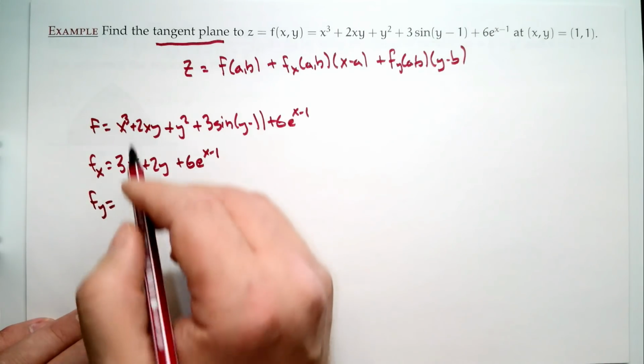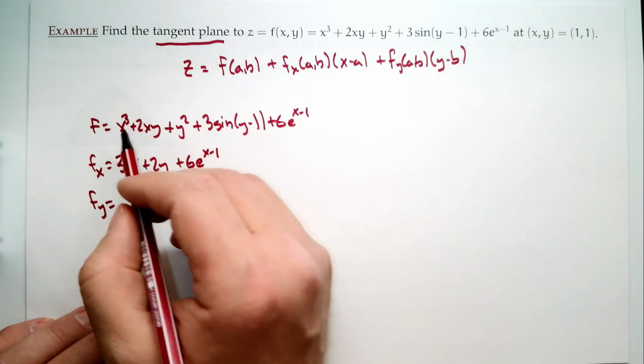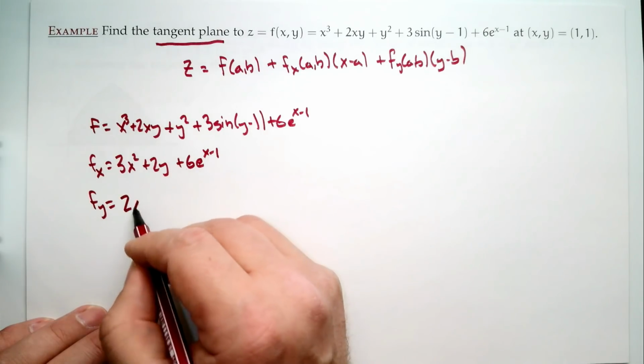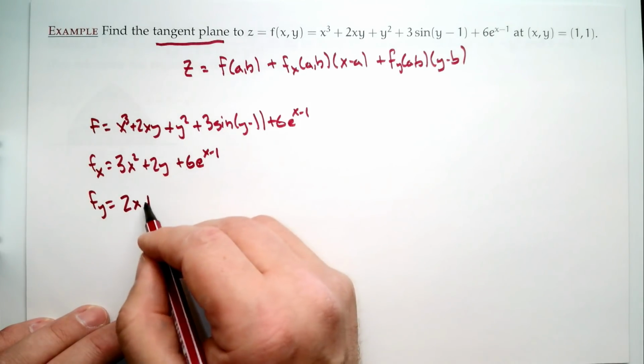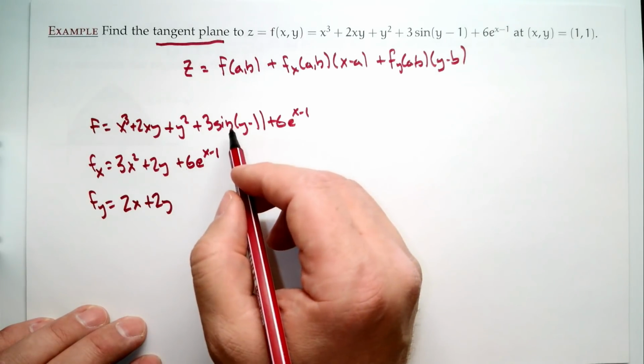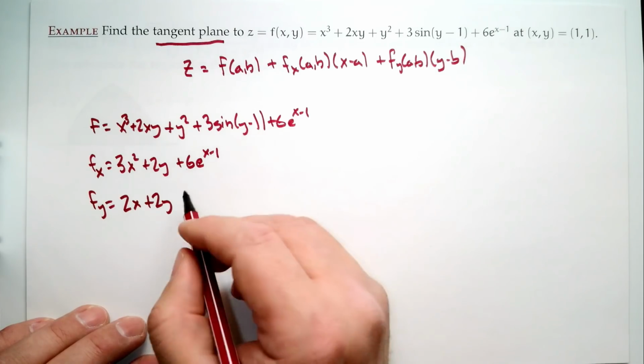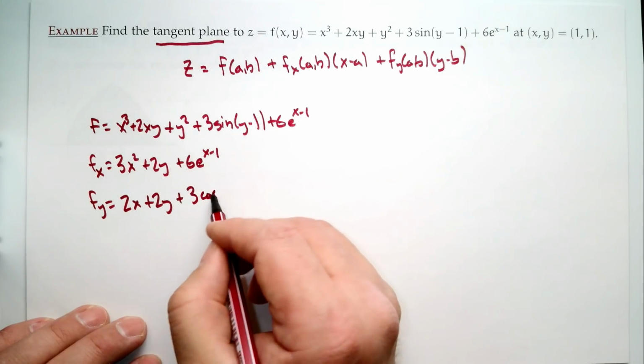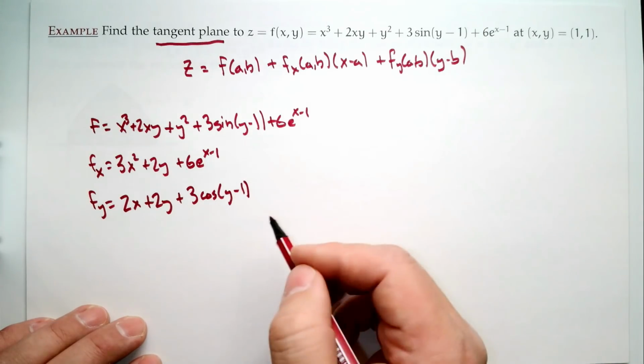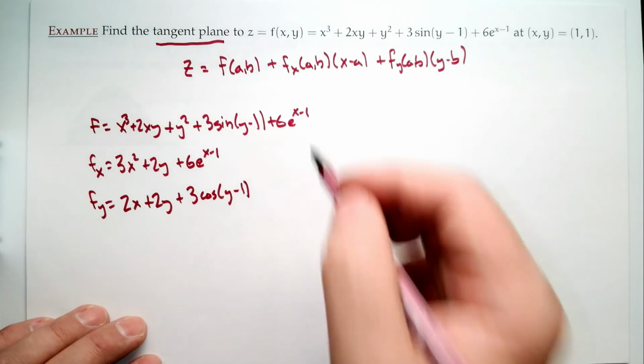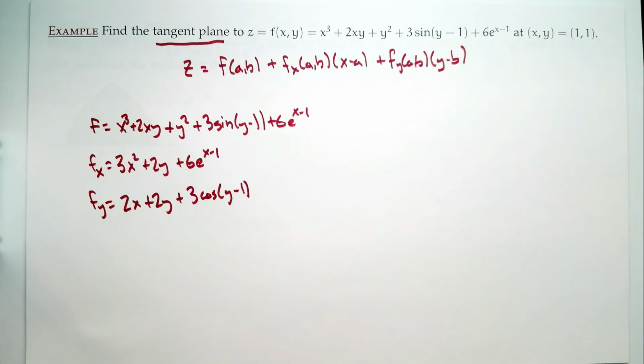F sub y, well, there's no y in the first term. The second term will become 2x. Then we'll get 2y. And then the derivative of 3 sine y minus 1 will be 3 cosine y minus 1, since the derivative of sine is cosine. And the last term has no x. We only need to go through our first order derivatives because this is a tangent plane.